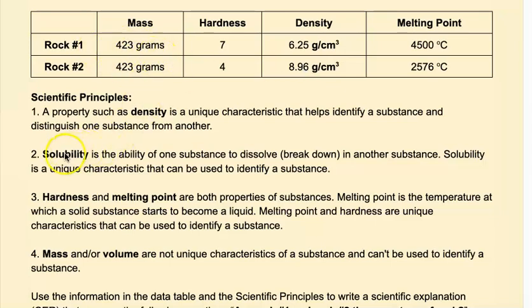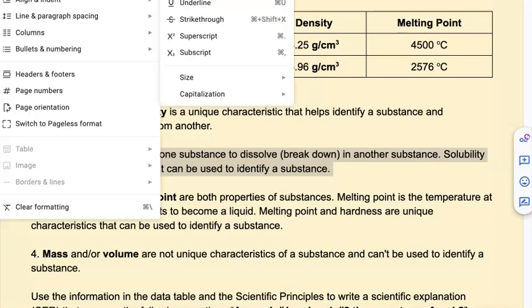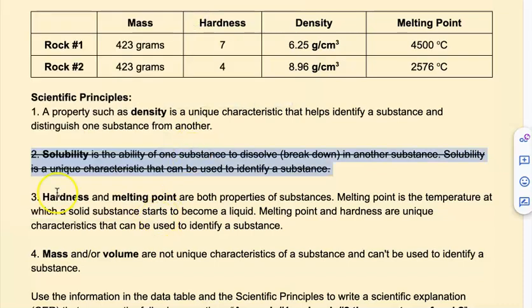But mass is the same. Let's see. Solubility is the ability... What? Solubility? I don't even see solubility up here. So sometimes you'll get ones like this, and what I would suggest you do is highlight it, and what I like to do is strike it through. That way you're not going to accidentally use it. Solubility, well, this statement is true, but it has nothing to do with the CER because it's not up here at all. So hardness and melting point. Well, here's hardness, here's melting point. So those two are being used.